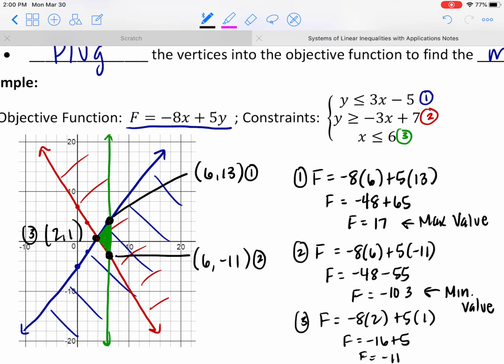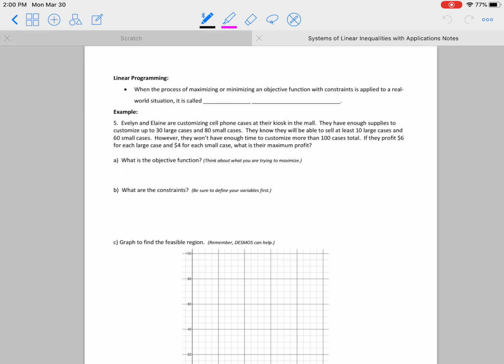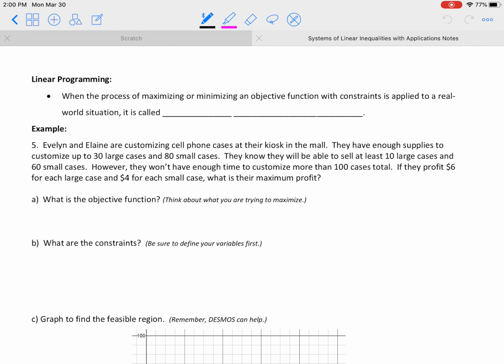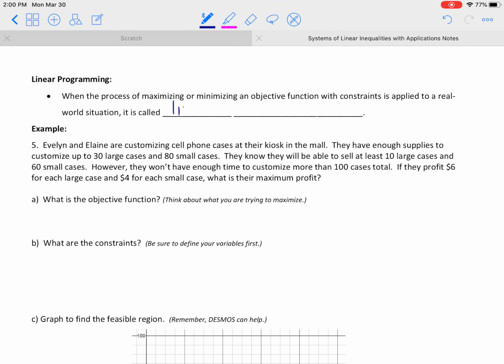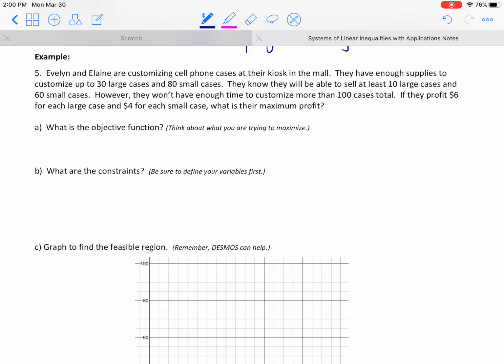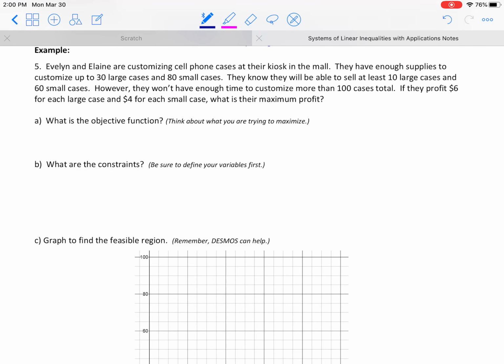Now, out of context, it seems like, what the heck are we doing? But you're going to see how, put into a context, we want to be able to find a max or a min in a situation, okay? So let's look at our context here, which, when we apply this process of maximizing or minimizing some objective function with constraints, we apply that to a real-world situation. We call it linear programming. So linear programming is actually pretty useful. Now this is a basic example that you're going to see here and on your practice, but it is a useful thing, okay?